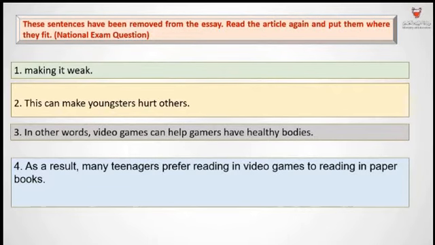All right? So you've got to look at context, you've got to look at meaning, and you've got to look at grammar and vocabulary as well. So grammar, vocabulary, context, these things can help you determine where these sentences can fit. All right? So take a picture. Take a picture of this slide. You've got letters A, B, C, D in red. This is where you should put the sentences back. Take a picture of this slide.